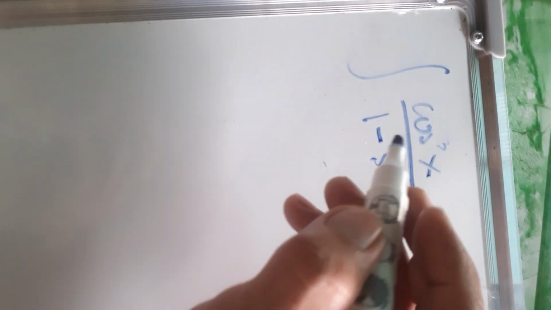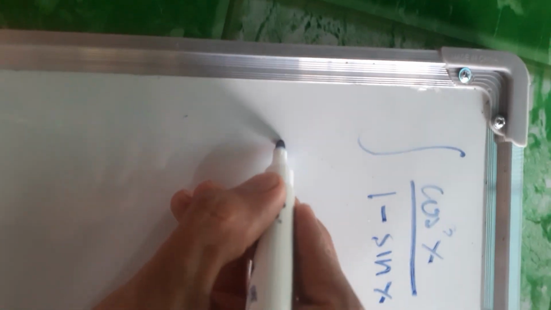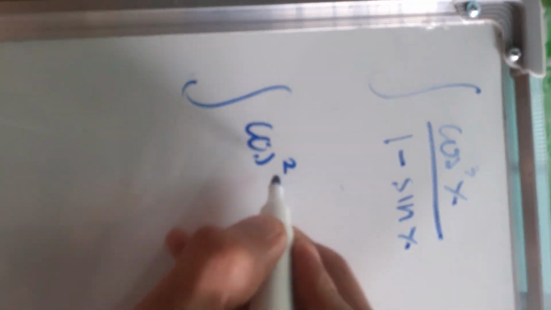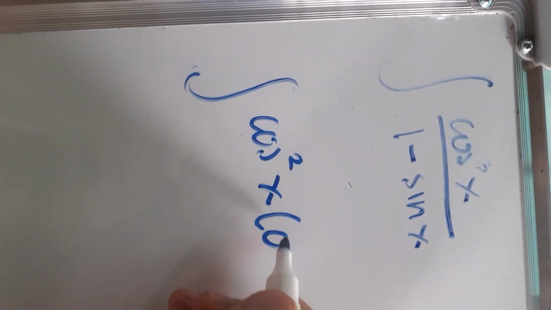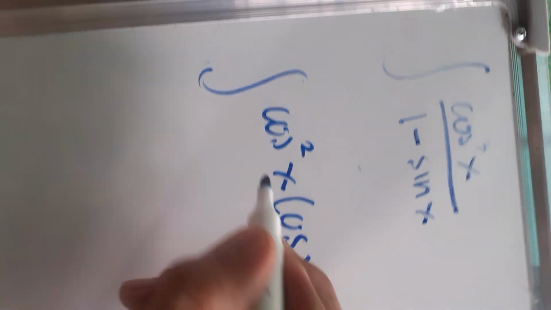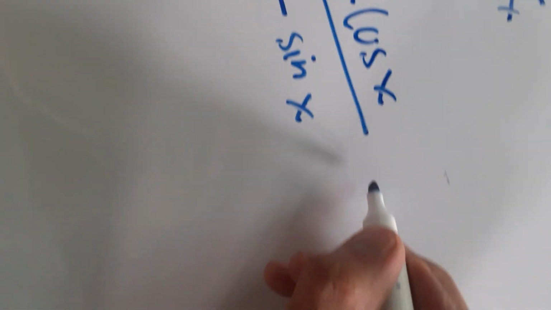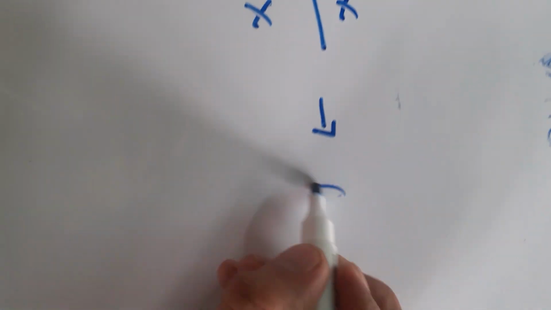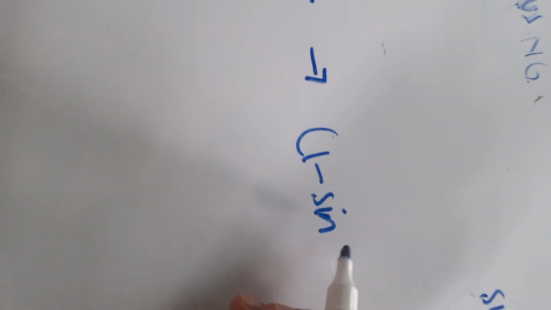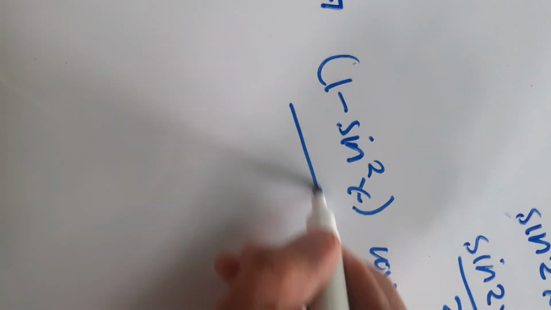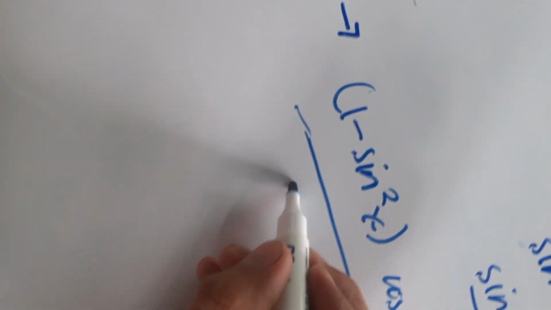So simply we can write this one as the integral of cos squared x times cos x over 1 minus sine x. Just as we wrote earlier, we can write this as 1 minus sine squared x times cos x over 1 minus sine x.